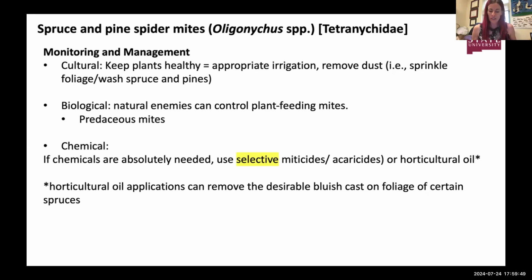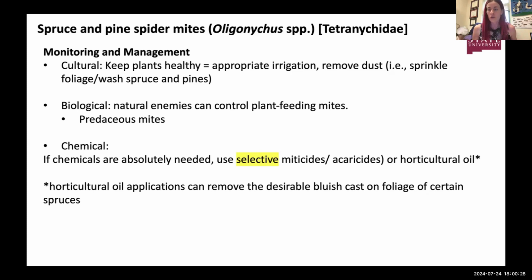Biological, there are some natural enemies of plant feeding mites. They are predaceous mites, so mites that eat other mites. And with chemicals, there are chemicals available, but you really want to look for selective miticides and acaricides, not insecticides, because these are not insects, they are arachnids. It's really bad if you choose an insecticide and you kill your beneficials, and then you're left with mites and they are able to thrive because everything else is gone. Then you have an even bigger problem with their population bursting, right?